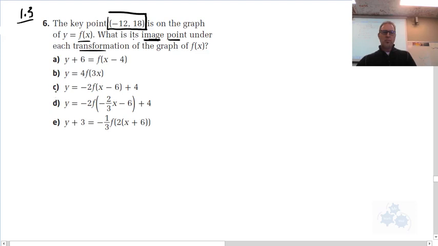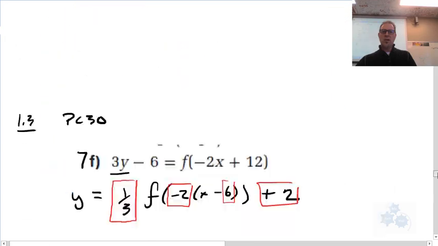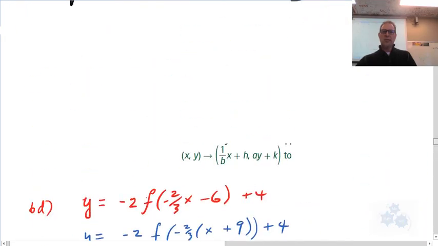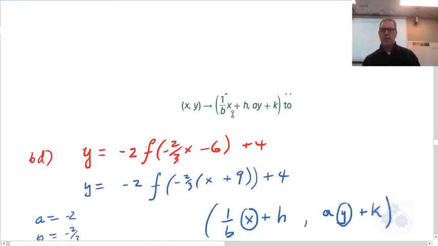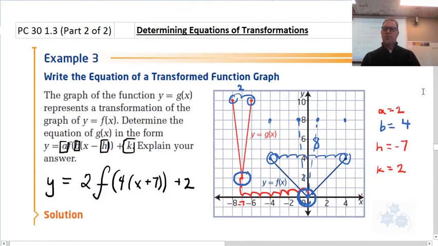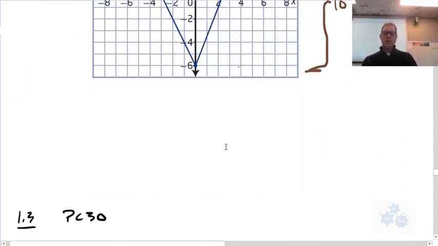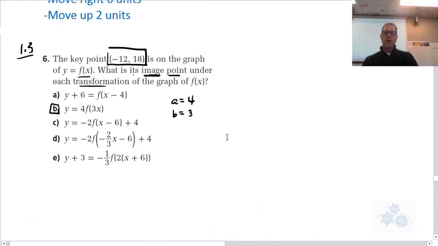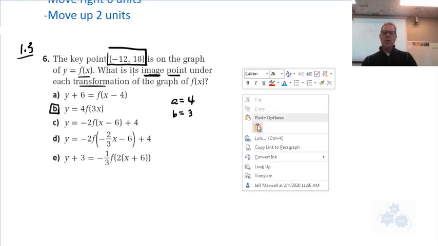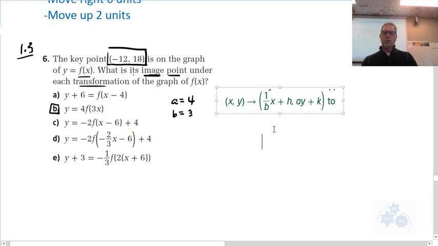So someone asked about which one? B. Okay, let's take a look at B. So we know that A is 4. And B is what? B is 3. So the mapping notation, I think we talked about that yesterday and it is right here. This is your key for this, the mapping notation. So once you find out what your A, B, H, and K are, you can do this, okay?